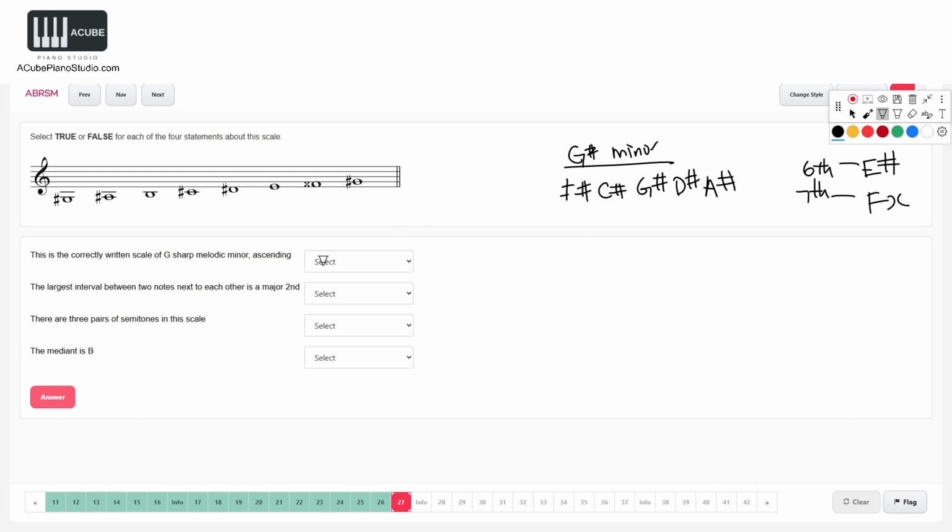Okay, so let's take a look at this. I should have E sharp here, but there isn't any E sharp. So even without checking anything, I know that this is not the correctly written scale of G sharp melodic minor ascending. So this is false.